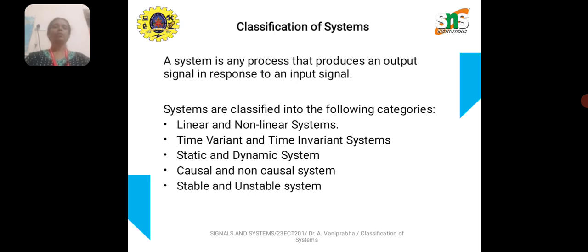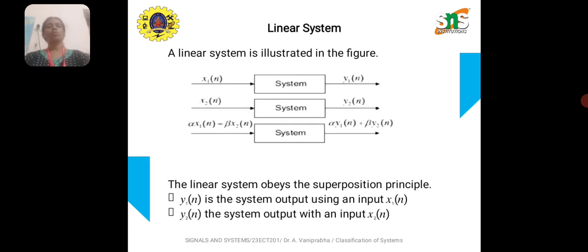What are the major classifications of systems? Systems are widely classified as linear and nonlinear, time-variant and time-invariant, static and dynamic, causal and non-causal, stable and unstable. These are the 5 major classifications of systems. What is a linear system?